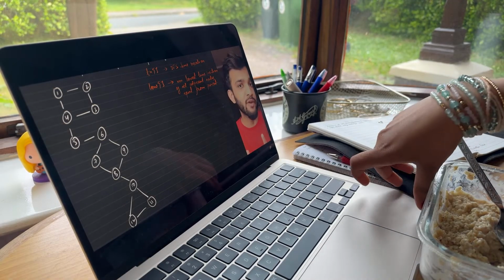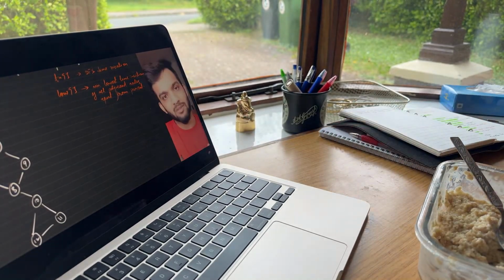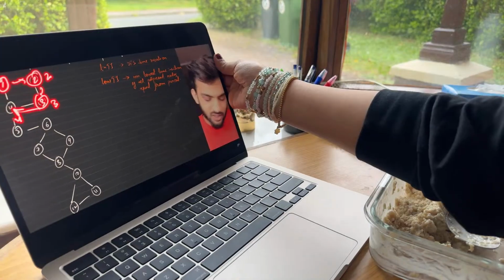Now what does that mean? Do you know the DFS traversal? How does DFS traversal work? Maybe it starts from 1, goes to 2, goes to 3, then goes to 4. So the first time of insertion is here, the second time of insertion is here, the third time of insertion is here, the fourth time of insertion.